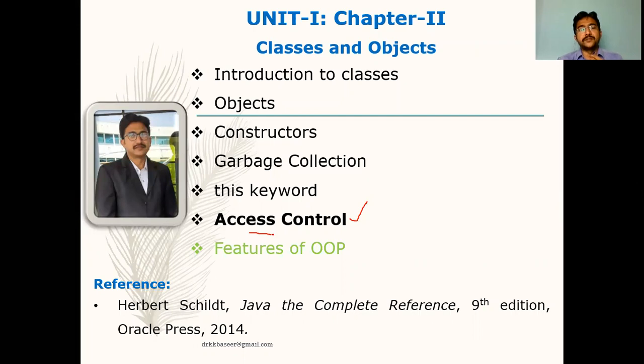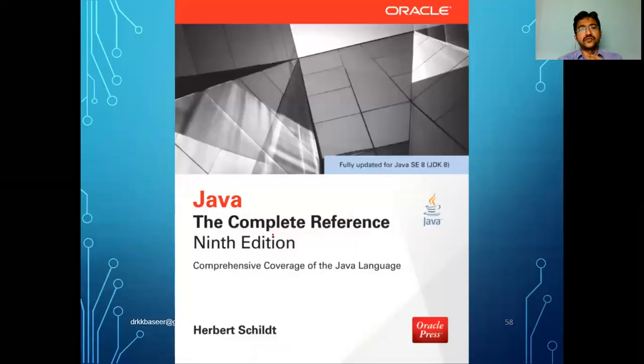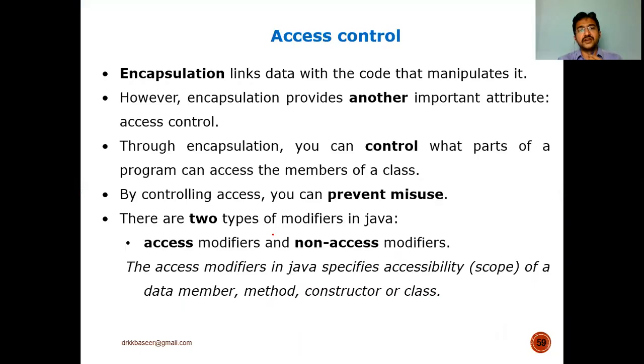In a simple line, access control is nothing but preventing access to the data members, methods, constructors, or nested classes from other classes with the help of access control. So we are just doing that. We are going to follow the book and other sources to discuss this topic. Let me start the access control.